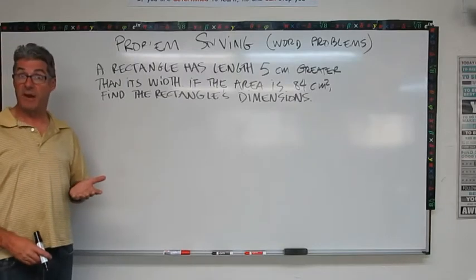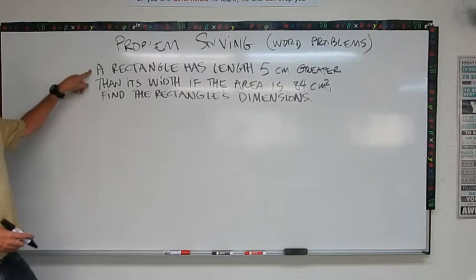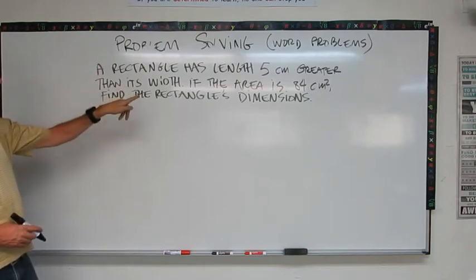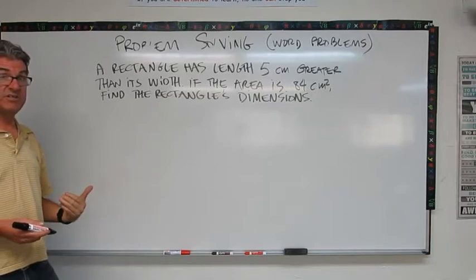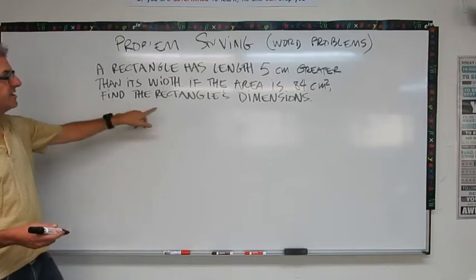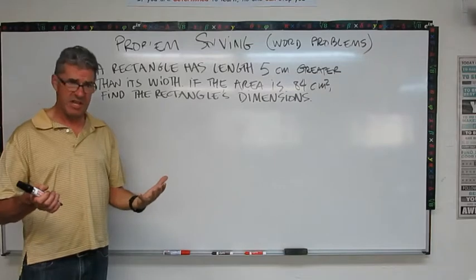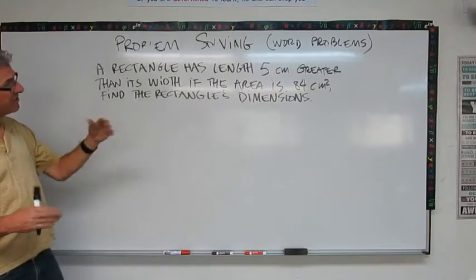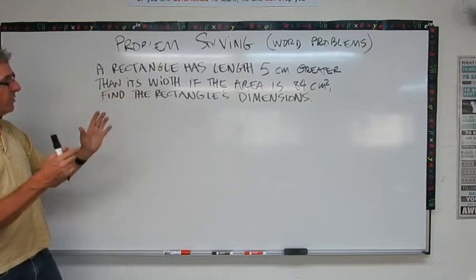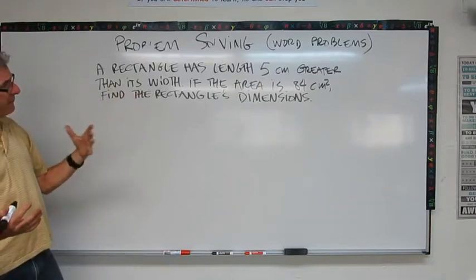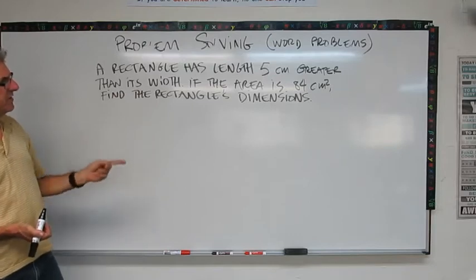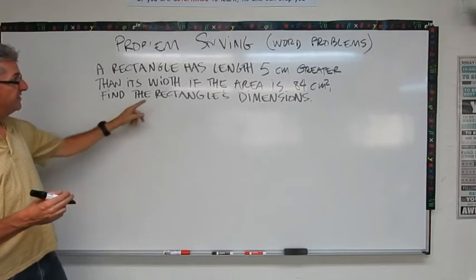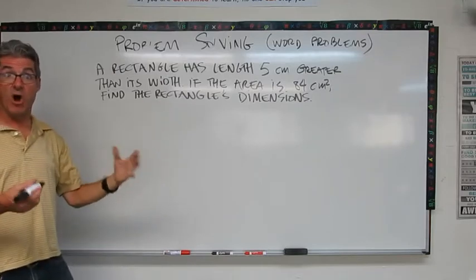Okay, let's try a geometry problem. This one reads, a rectangle has length 5 centimeters greater than its width. If the area is 84 centimeters squared, find the rectangle's dimensions. So let's think about this one. It's a rectangle. Length is one of the sides, and width would be the other. The length is 5 bigger. If the area is 84, they're telling us the total area, and they want us to find the dimensions, so the length and width.